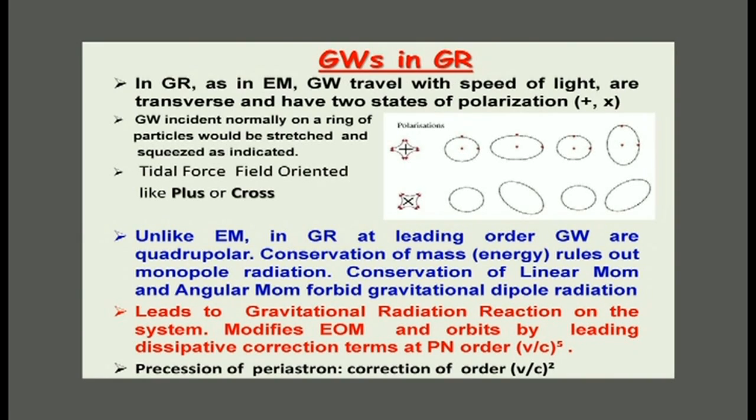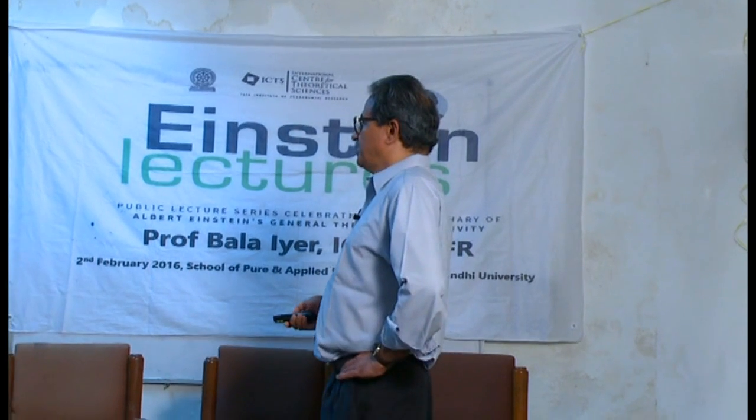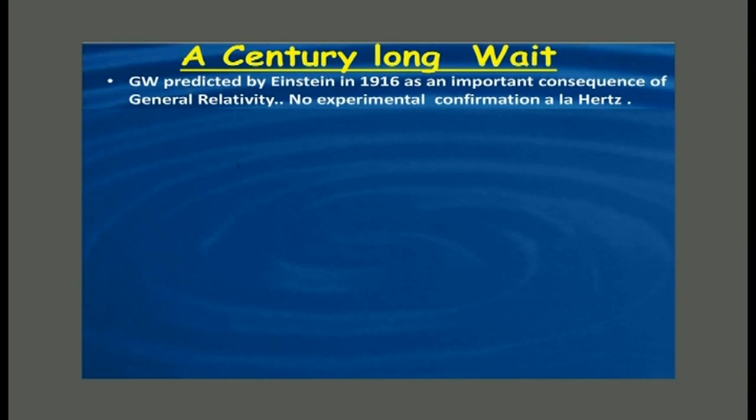That means if you want to detect whether a system emits gravitational waves, you have to do an experiment which is even more sensitive. You cannot do it by ordinary experiments. So that is the reason that even though Einstein predicted gravitational waves in 1916, even after 100 years, we don't have an experimental confirmation like Hertz. Remember, I told you that in the electromagnetic case, in almost 20 years, you could verify the existence of electromagnetic radiation in the laboratory, but we cannot do that experiment in the case of gravity.